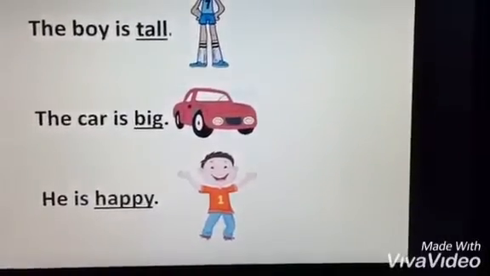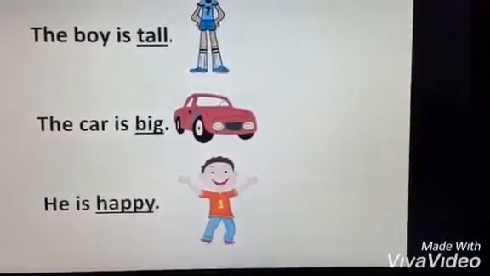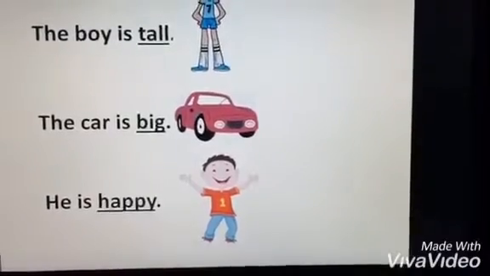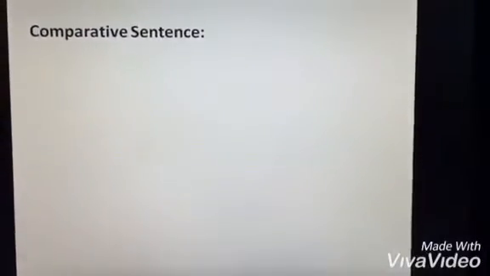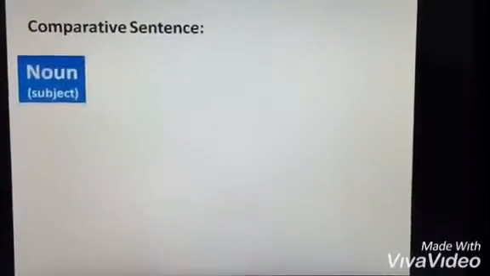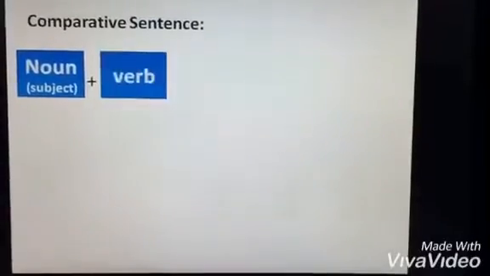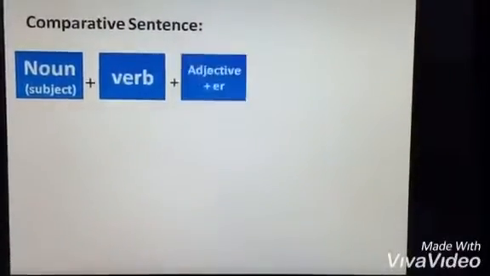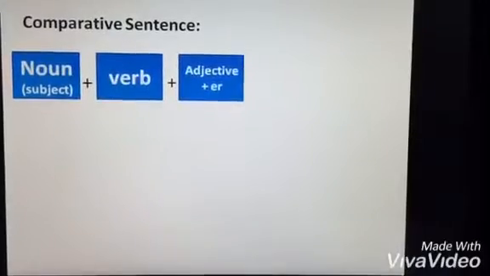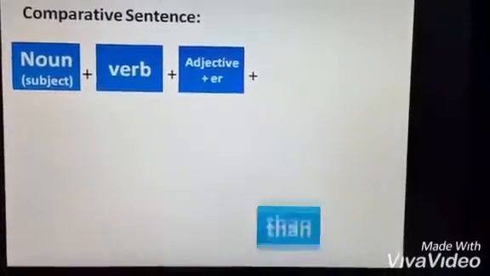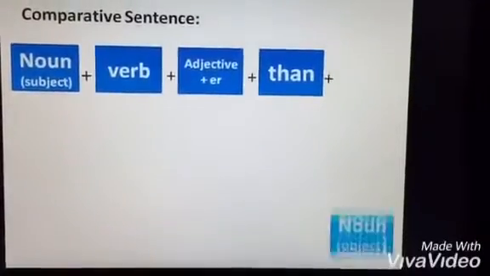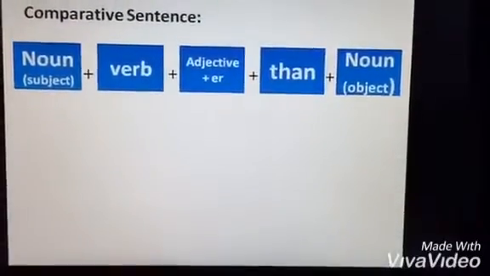Now, if you want to compare two things, you have to change the adjective into a comparative adjective. And you have to start a comparative sentence with a noun plus verb plus adjective plus er, here comparative adjective, plus than, plus noun at the end. Noun here will be an object.